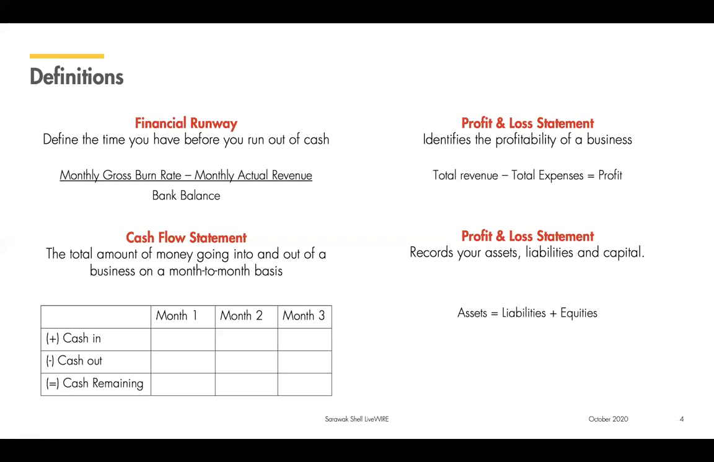Number two, we will look at the cash flow statement. So this is looking at how much revenue is coming in, how much cash is going out in terms of cost of goods sold and your fixed costs, right? And how much balance is left. So we're going to look at month to month to month.